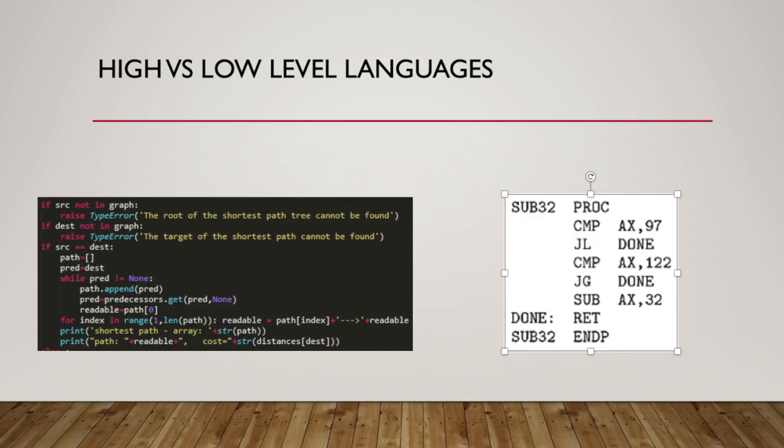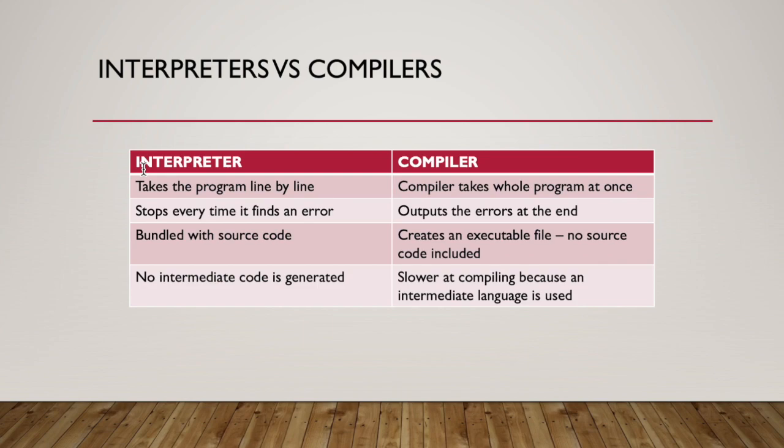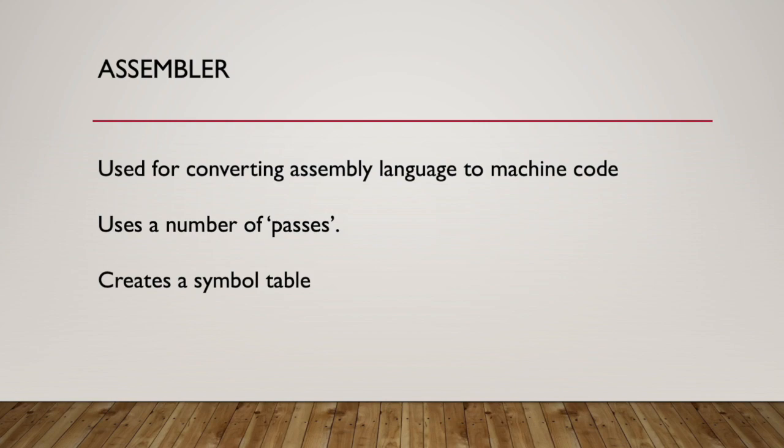Within there, we've got interpreters and compilers. Interpreter, how does it convert code into machine language? How does a compiler do that, and what are the differences? On top of that is an assembler. The assembler is used only for converting assembly language into machine code. Okay, it uses what's called passes, a number of passes to convert it. Every pass, it will do a different thing. And it creates a symbol table. Okay, a symbol table separates up the parts of code and puts it in a table.